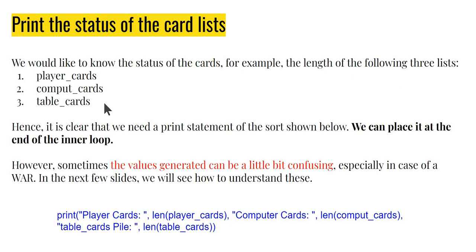Now, there are so many places that we can put these print statements, but bear in mind if you have lots and lots of prints, then it can also get very confusing. So we are going to put a print statement of the sort shown here. Very simple: player cards, length of it, computer cards, length of it, and so on. One logical place where we can put this is at the end of the inner loop. Remember, there are two loops. There's a game complete loop. There's a move complete loop. So at the end of the move complete loop, I think it's quite a logical place we can put this in.